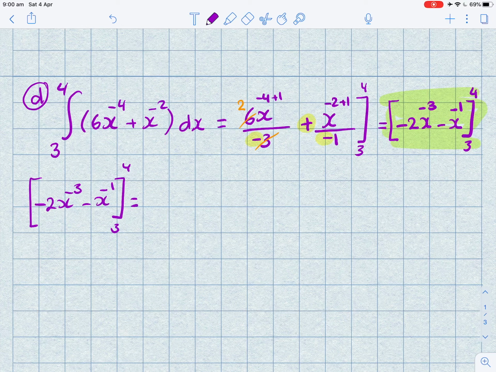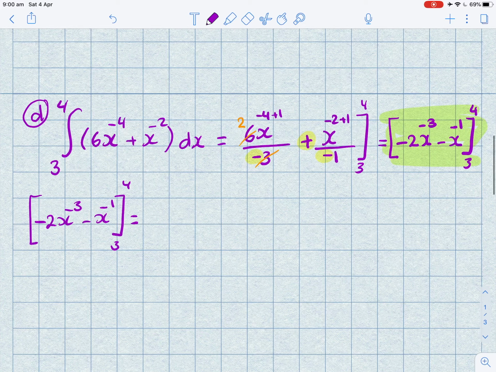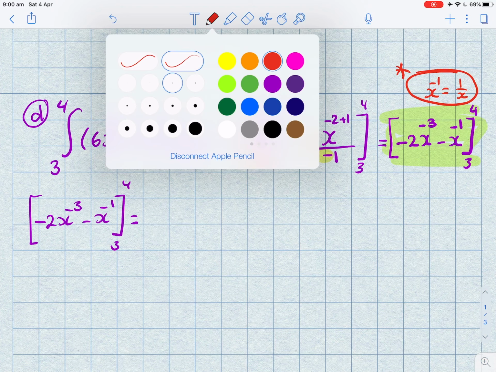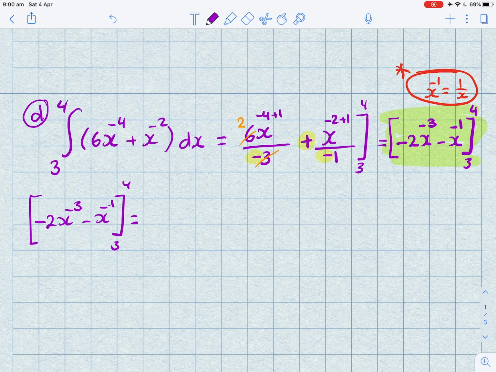Okay, when we say to the power minus 1, it means 1 over x here. Just for you, I'll write it as a note here as well. x to the power minus 1 means 1 over x. So instead of writing x to the power minus 1 here, I will write minus 1 over x instead.